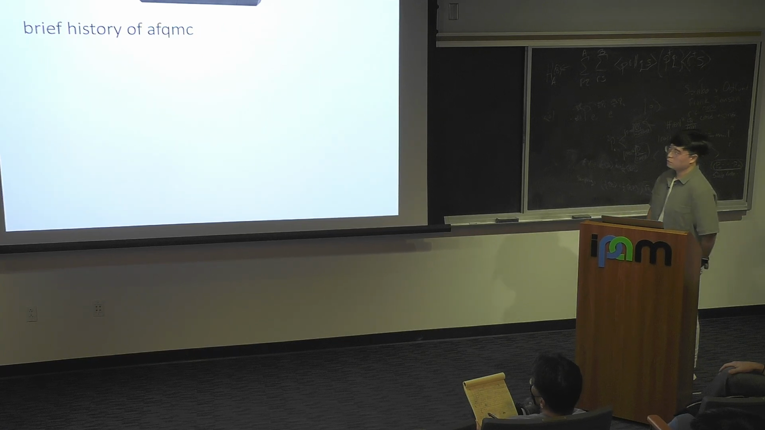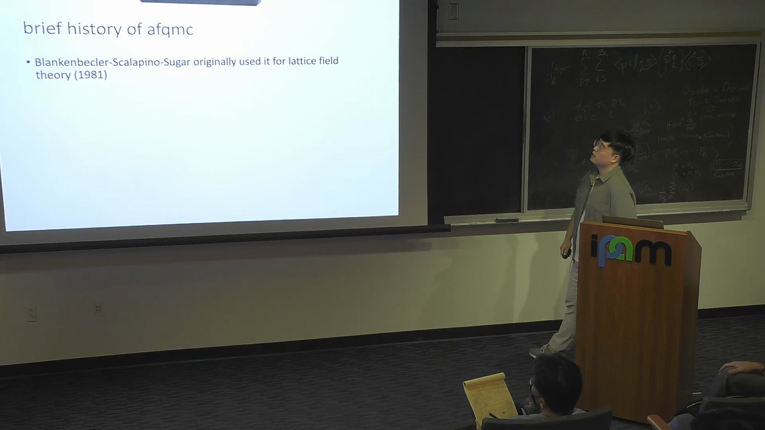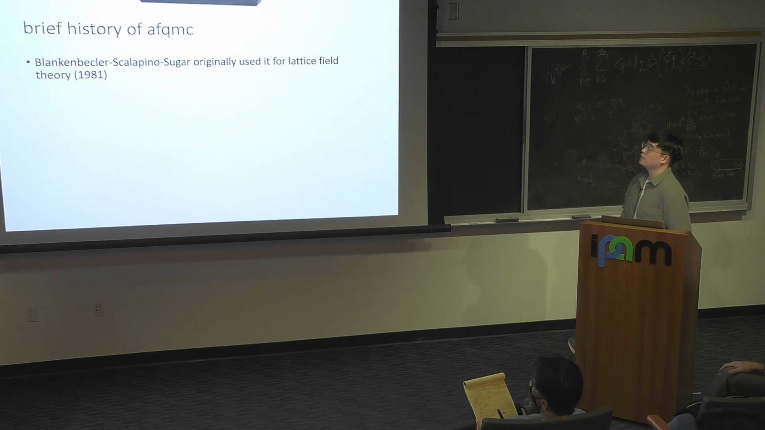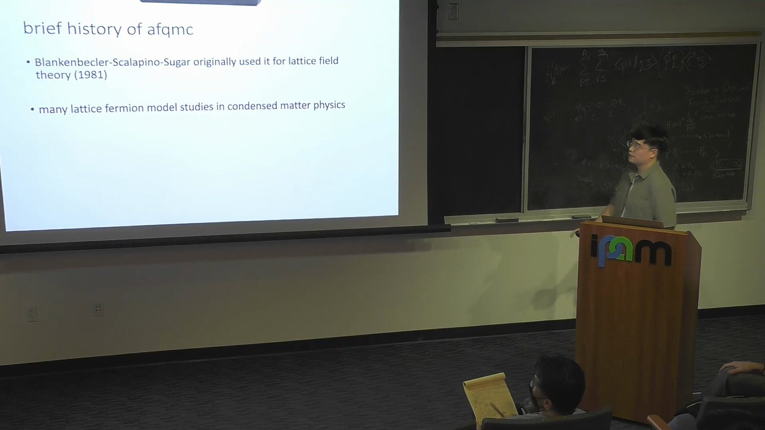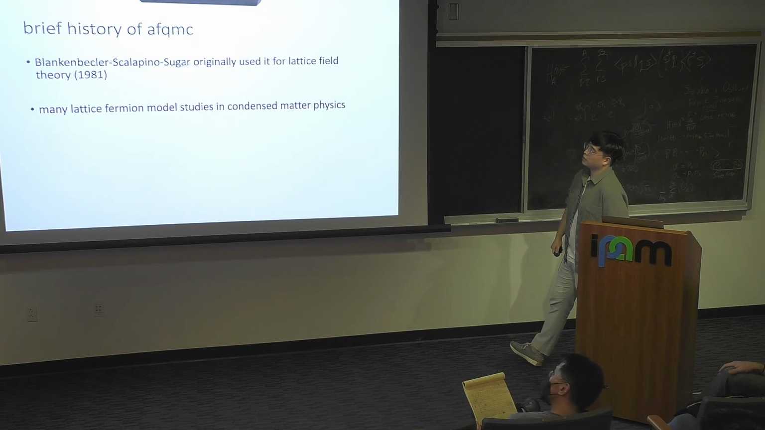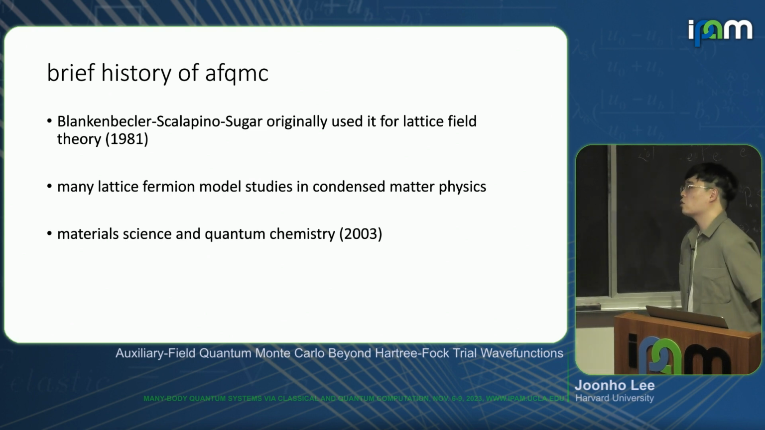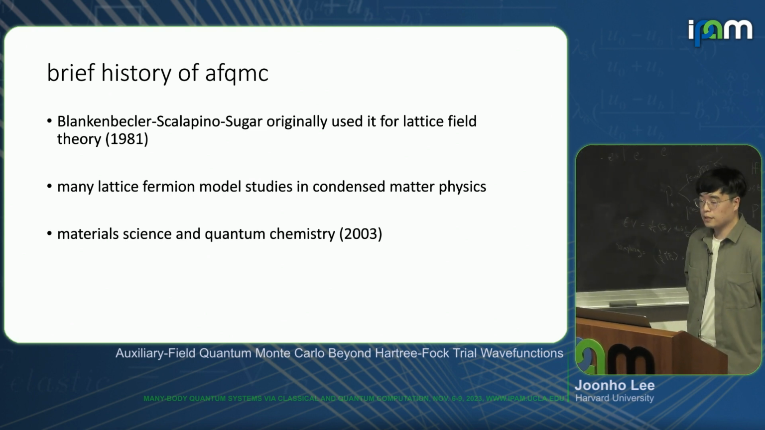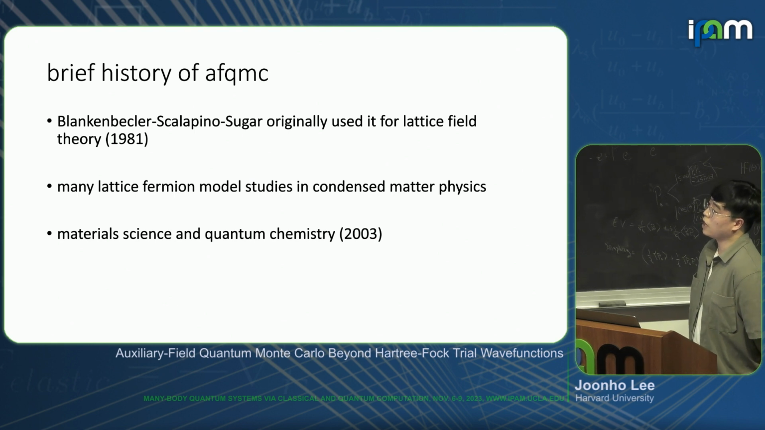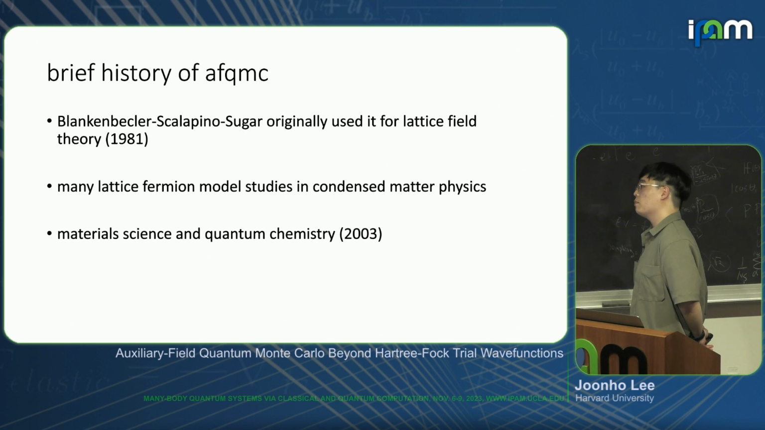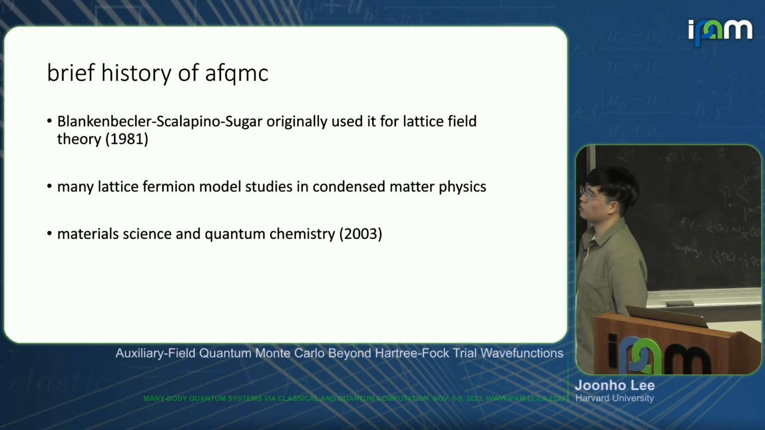I'm going to give you a very brief history of AFQMC. It was developed initially for lattice field theory by great physicists in the 80s. And we've studied a lot of lattice fermion models in condensed matter physics. Most of the time when people say QMC, they really do mean this BSS type quantum Monte Carlo, especially in condensed matter physics. And there was a paper by Shiwei Zhang in 2003 where he extended this BSS quantum Monte Carlo method for arbitrary Hamiltonians. The complex Hamiltonian we have in quantum chemistry can now be done by the same QMC method.